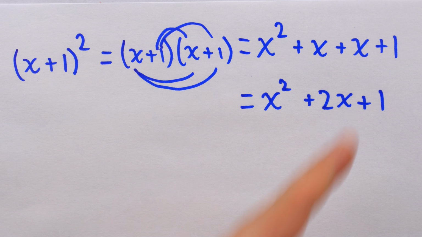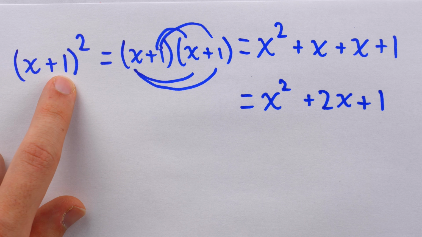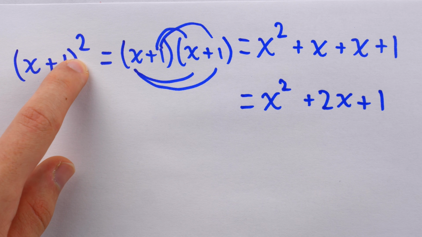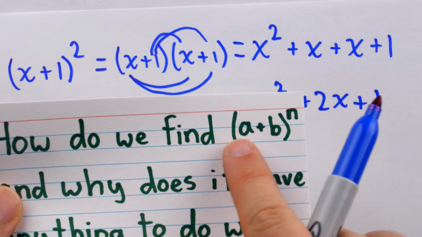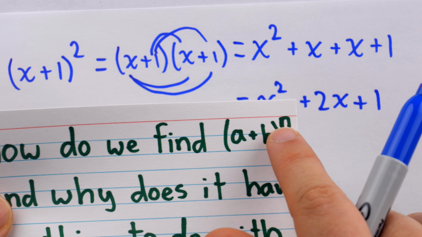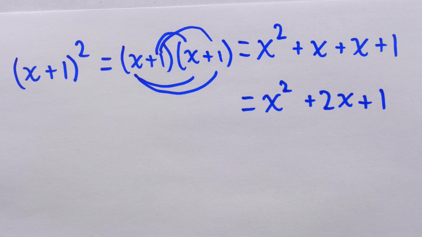And of course, we can simplify this by combining like terms and write it as x squared plus 2x plus 1. Now, this is probably a pretty familiar example to you, but the things in the parentheses don't have to be x and 1, and the exponent doesn't have to be 2. It could be something much larger, which is why in the question we see a plus b to the power of n. But even in this simple example, we can start to see why n choose k is relevant.